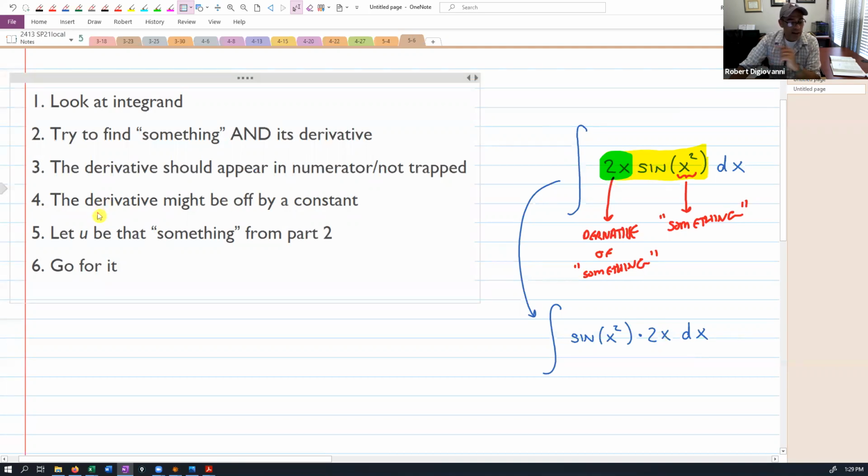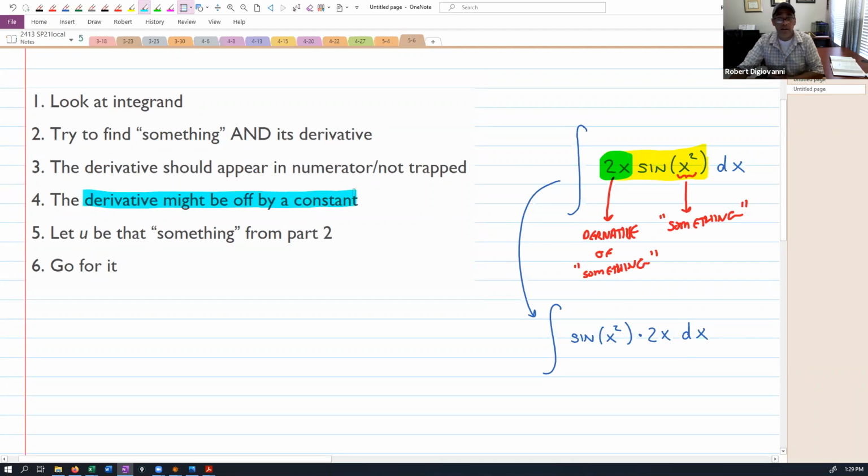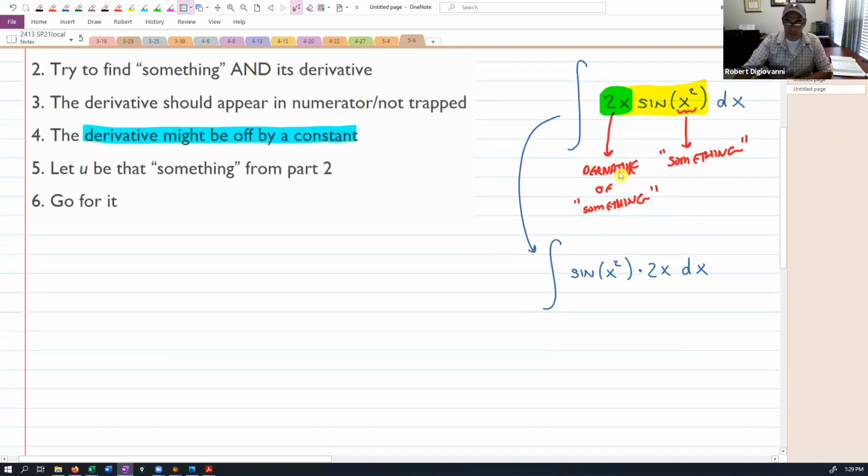Step 4 is saying, hey, look, it's okay if the derivative is off by a constant, but it has to be only a constant, a number. So again, if this is x squared and I would have seen 4x out here, I would have said 4x is almost 2x. We're just off by a constant. Does that make sense? And we'd still proceed with the steps. All right, step 5.